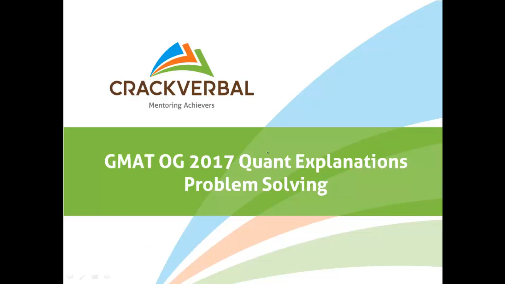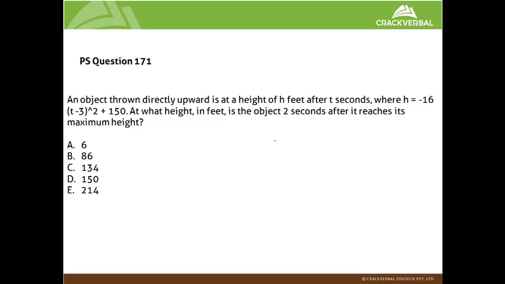Hi, in this video we'll be discussing GMAT Official Guide 2017 edition Quant Problem Solving question number 171. Let's have a look at this question. The question says an object thrown directly upward is at a height of h feet after t seconds, where h is equal to minus 16 times (t minus 3) the whole square plus 150. At what height in feet is the object 2 seconds after it reaches its maximum height?